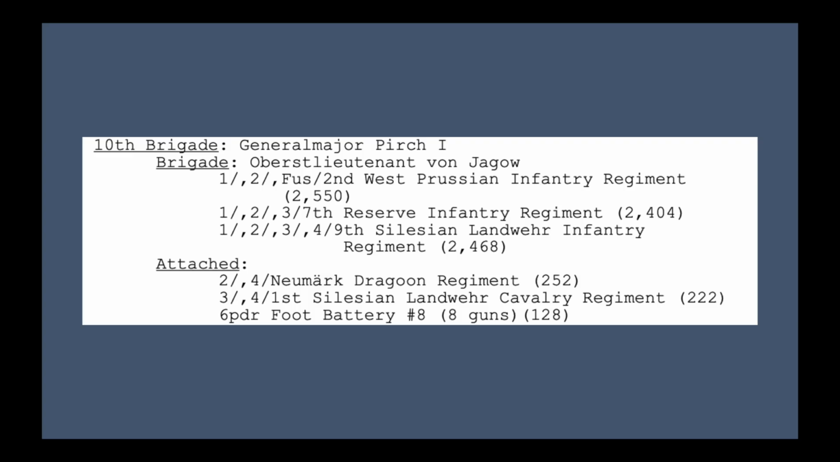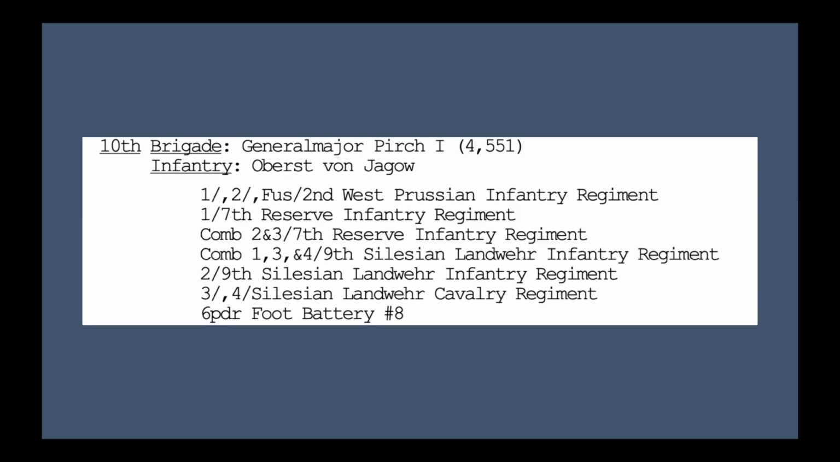and so putting all these together brought me to the 10th Brigade. At Dresden and Kulm, this brigade was at its full strength, with 3 battalions each of line and reservists, 4 of Landwehr, 2 squadrons of the Neumark Dragoon Regiment, and 2 of Landwehr Cavalry, and a 6-pounder foot battery. At Leipzig, however, through attrition, we find just 2 combined battalions of reservists and Landwehr are left, while the dragoons were placed instead with the 11th Brigade.